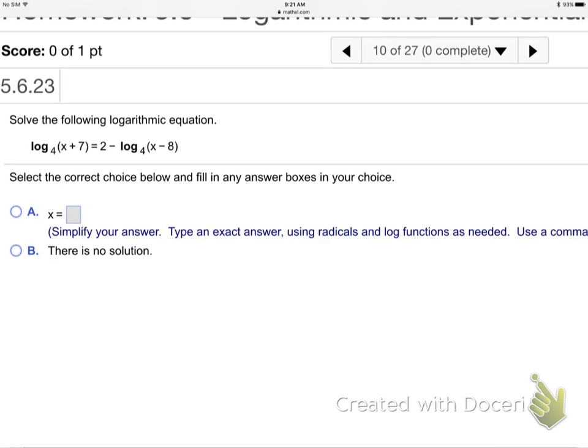Give you a second to do that. So first step, bring this log over. So we get log base 4 of x plus 7 plus log base 4 of x minus 8 equals 2, right? So get the logs on the same side and then start counting down the logs. 2 logs, 1 log, no log. Count them down from there.